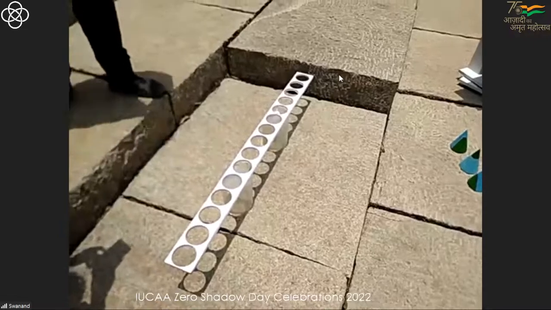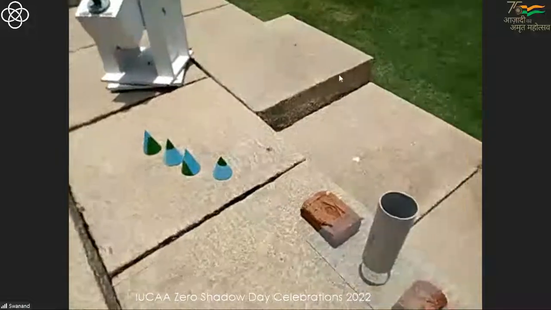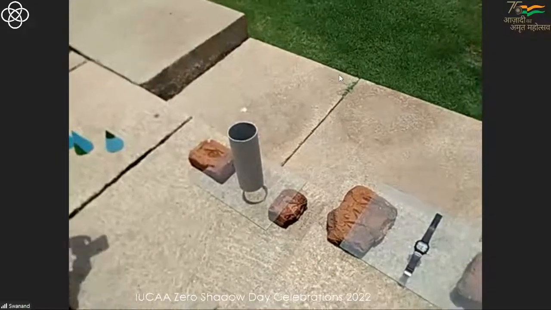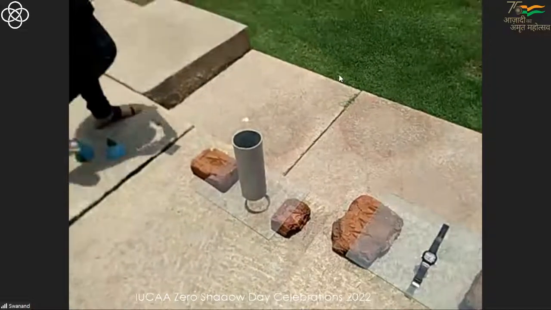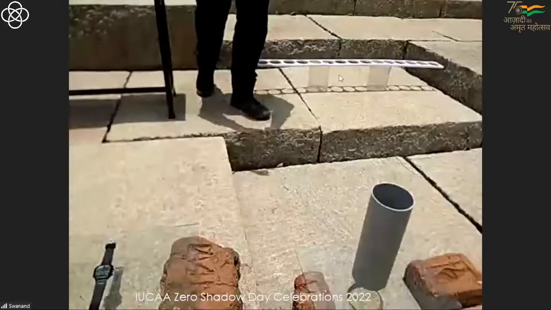Now, you can also see they have set up a couple of cones and pipes. So the pipes are basically cylinders. A cylinder will cast exactly a circular shadow in the form of a ring when the sun comes over it. Right now, this shadow is not exactly circular.